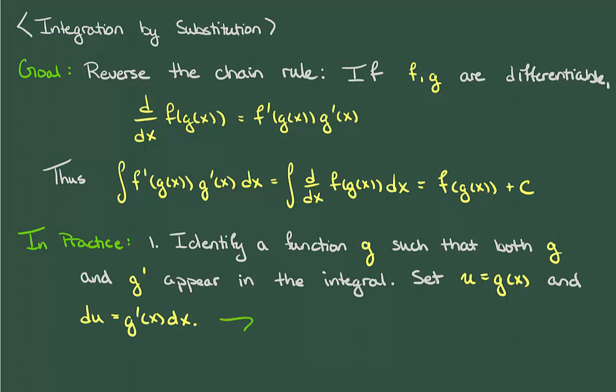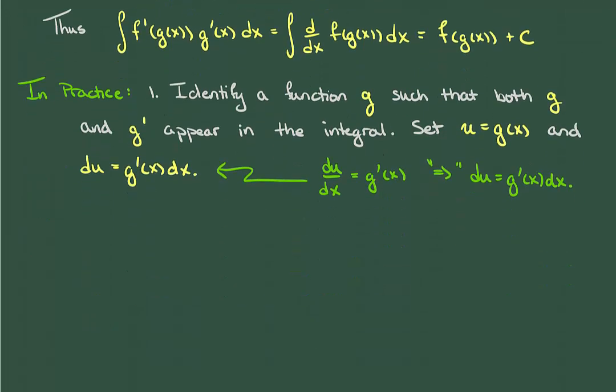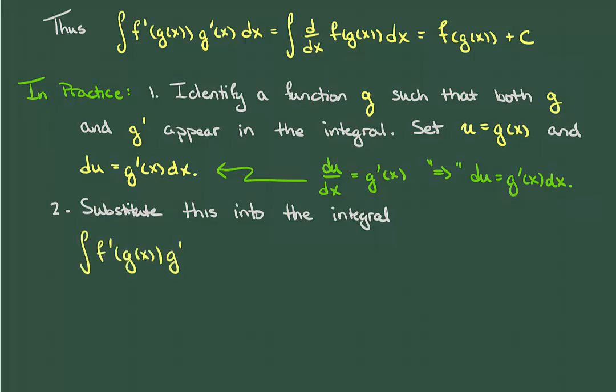Now, this probably looks a little bit weird, but to help remember it, note that du dx is g prime of x. So if we pretend that we can multiply both sides by dx, we get precisely this statement. So now we're going to take that and plug it into the integral. Our goal here is to convert all of the x's into our new variable u. If we've done everything correctly, then our new integral will look like this.